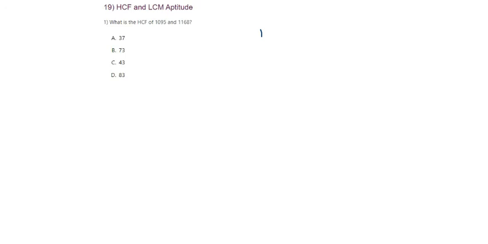So next is your HCF and LCM aptitude. Here they ask what is the HCF of 1094. This is also very simple. They're asking the highest common factor of these two numbers. Just simply divide them to save time. 1095 divided by 1168.